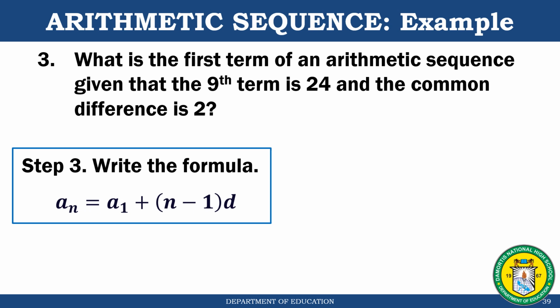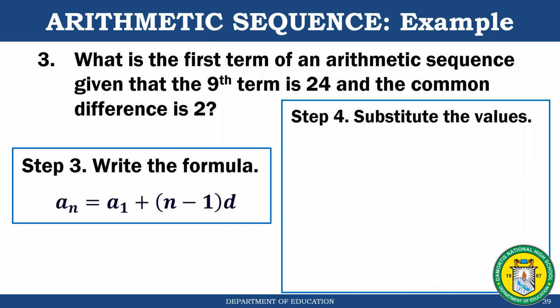Okay, so next we write the formula again, and the formula is a sub n is equal to a sub 1 plus n minus 1 times d. Then our step 4, we substitute the values. So writing the formula, what is a sub n? Okay, correct. The answer is 24, and a sub 1 is still unknown, so we're going to place a sub 1 still. Then our n is 9 minus 1 times d is 2.